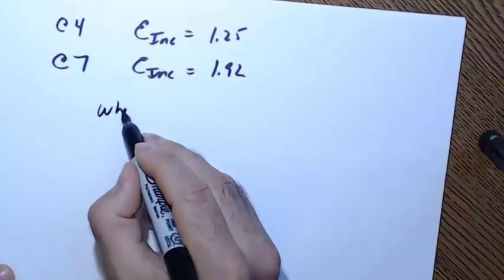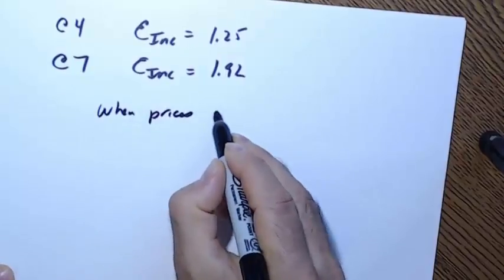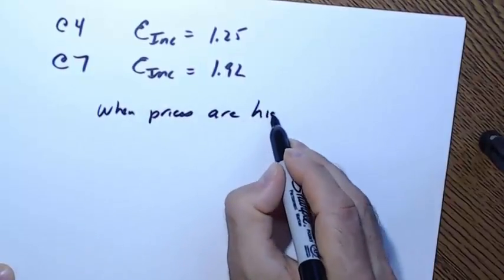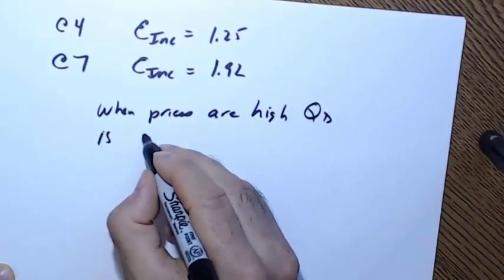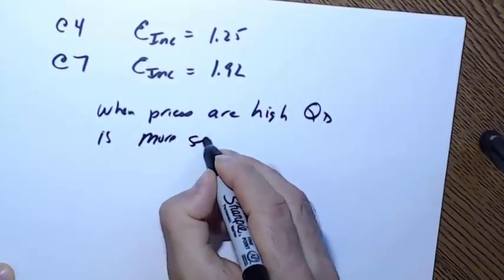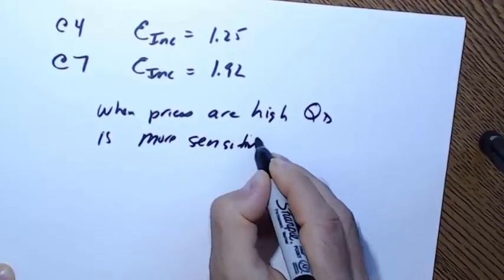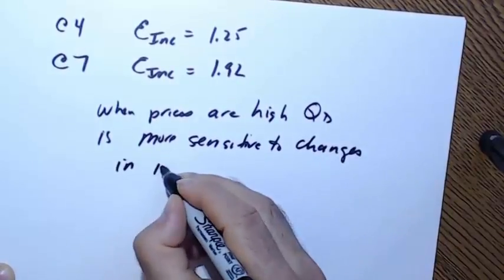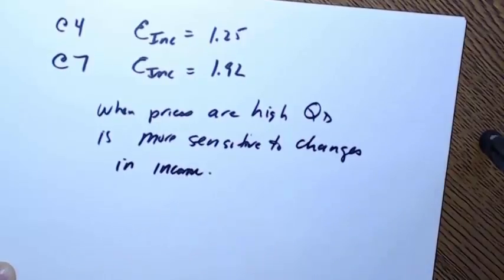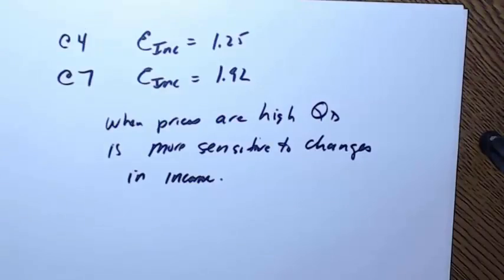So when prices are high, quantity demanded is more sensitive to changes in income. While that explanation is an improvement on our previous explanation on this, I'm still looking for something more intuitive.